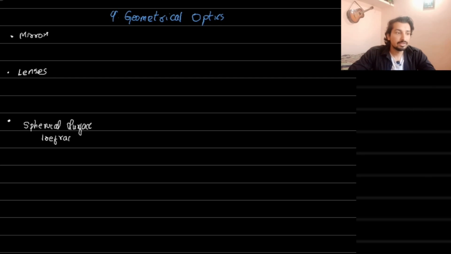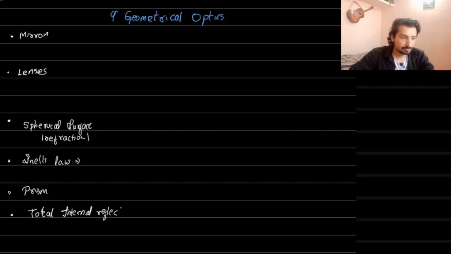And then you have geometrical optics. Geometrical optics chapter again. Here you have mirrors, lenses, spherical surface, refraction, Snell's law, prism, total internal reflection. Mirrors is what? Mirrors is 1 by V plus 1 by U is equal to 1 by F.